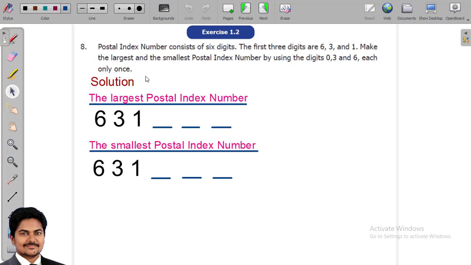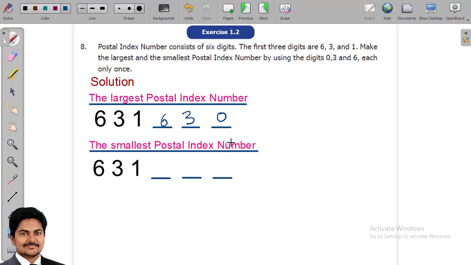So we have to find the largest postal index number as well as the smallest postal index number. The leftmost 3 digits are given, they are fixed. So we have to shuffle these 3 numbers in the remaining 3 places. So first, to find the largest number, we have to write these numbers in descending order. So write the number 6 here and 3 in the next place and 0 in the last place.